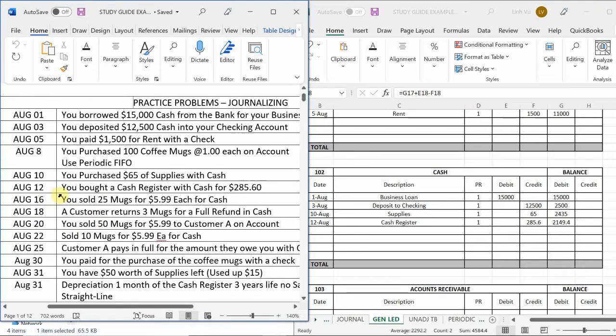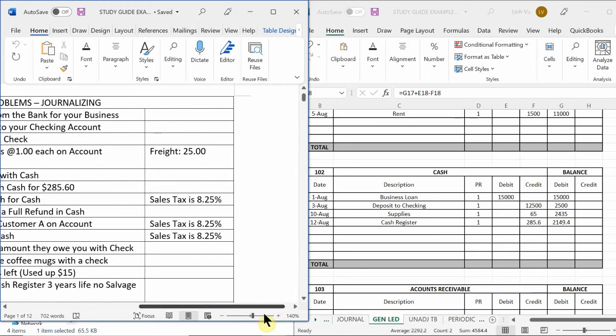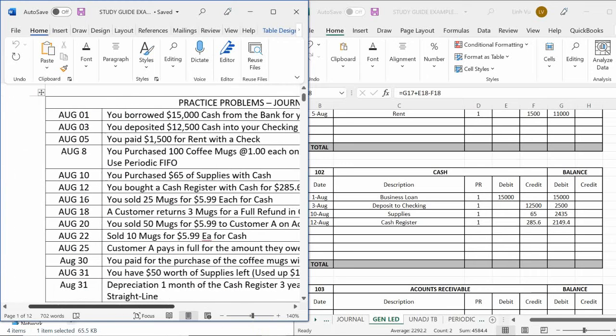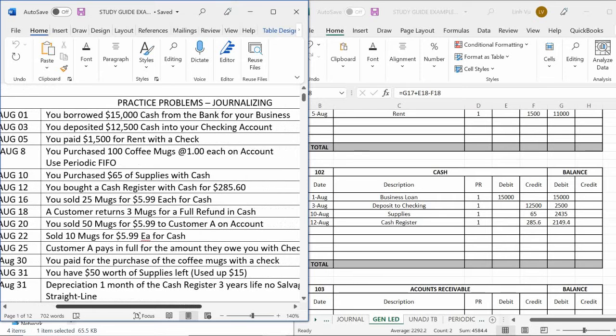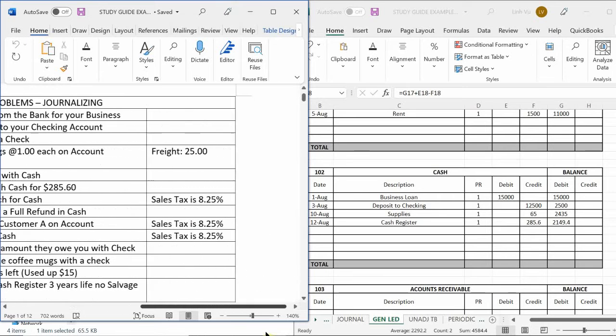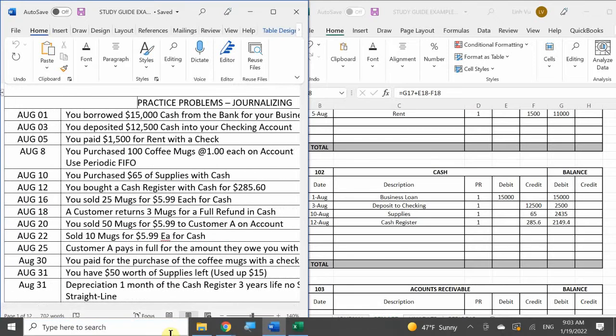Then on August 16, you sold 25 mugs for $5.99 each for cash. And sales tax is 8.25%. You sold 25 mugs for $5.99 each for cash. Sales tax is 8.25%.